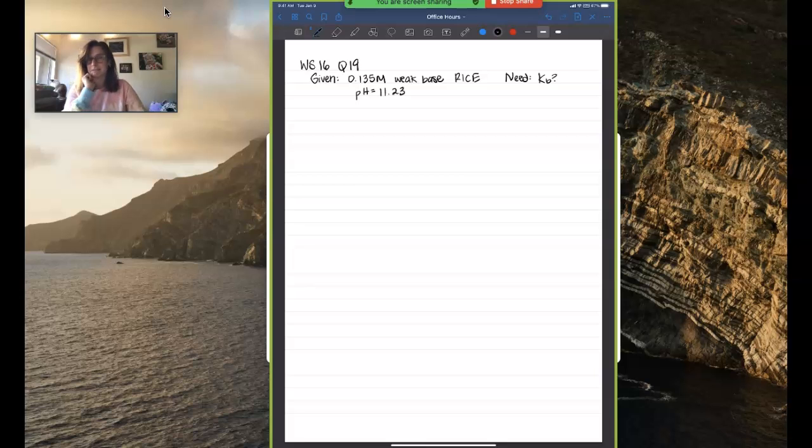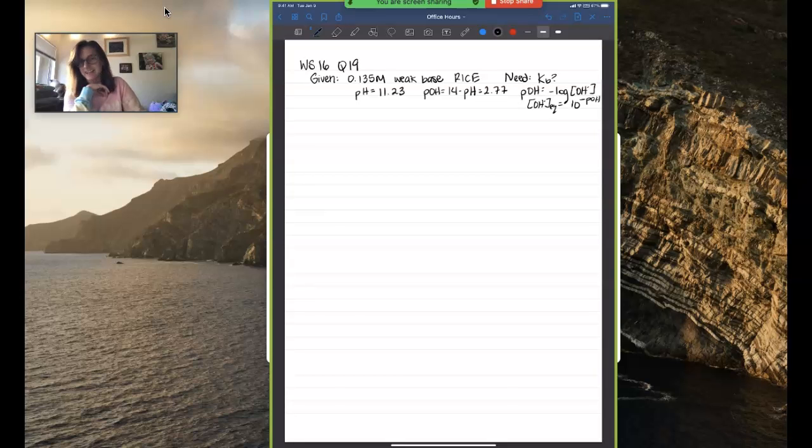Also given the pH of the solution, I know from the pH I can find the pOH by taking 14 minus the pH. And when I do that, I get 2.77 for the pOH. I also know that pOH is equal to the negative log of the hydroxide ion concentration. So I could find the hydroxide concentration at equilibrium doing 10 to the negative pOH.